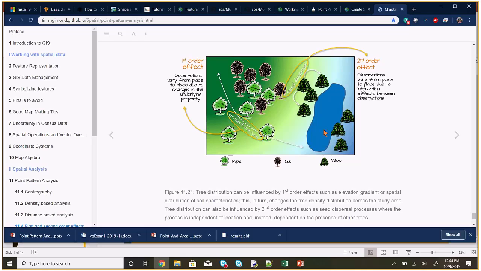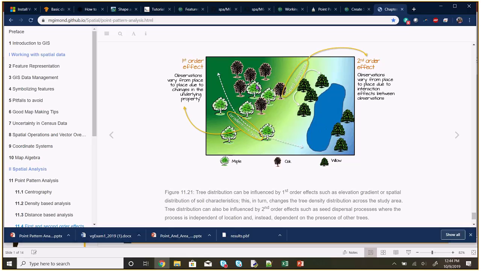Well, some of the tools that we're going to talk about will help you come up with the measurements that would help you study those types of patterns. So, we've already talked about a bunch of tools that would allow you to study first order effects, right? Like we could.